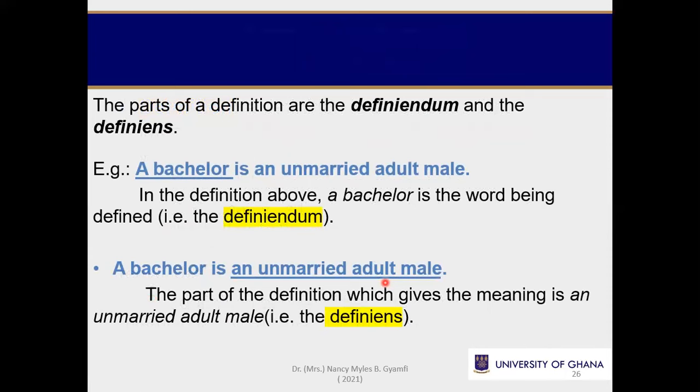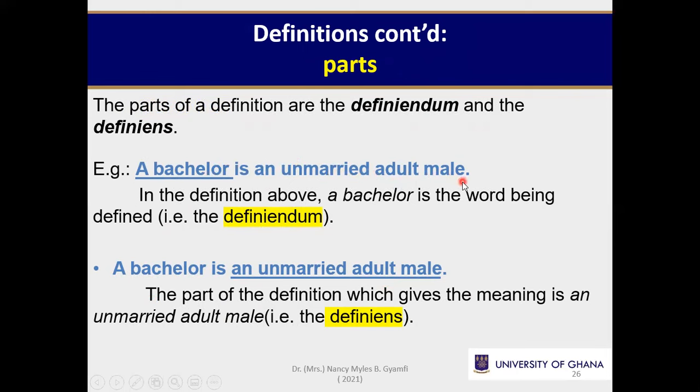The definiendum and definiens, then I mentioned this. What you see on your screen now. A bachelor is an unmarried adult male. Identify the definiendum of this statement. A bachelor is an unmarried adult male. What is the definiendum? A bachelor. What's the definition? An unmarried adult male.